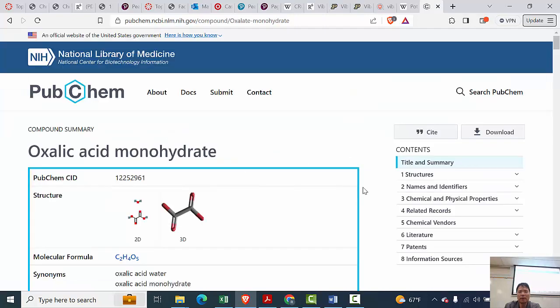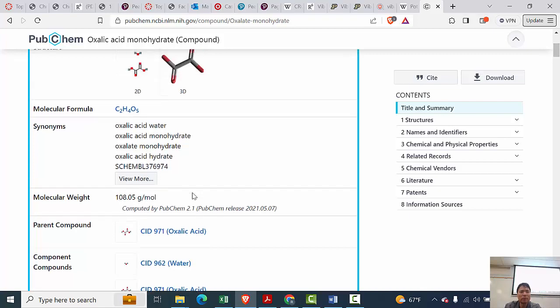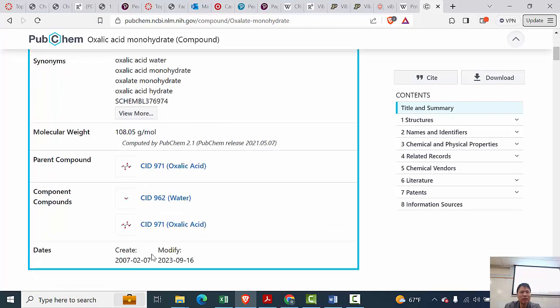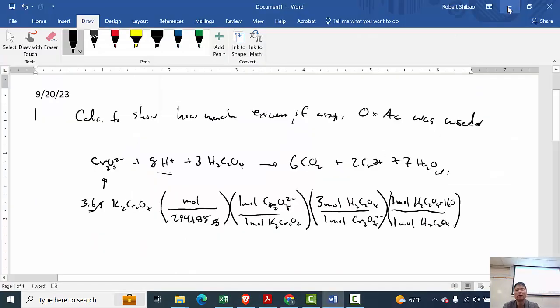PubChem should also have it: 108.05 grams per mole. But is this the monohydrate? Do you see that? When I look at the formula here, it shows C2H4O5. So oxalic acid is H2C2O4, and then, yeah, it works out. That would be the monohydrate, 108.05.